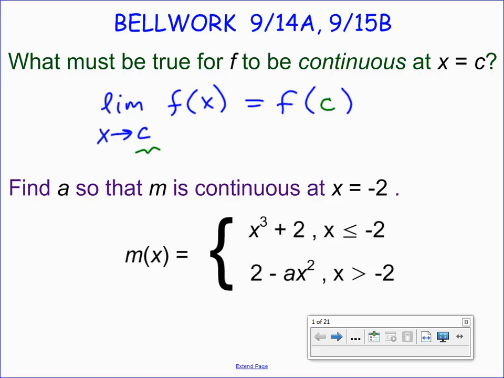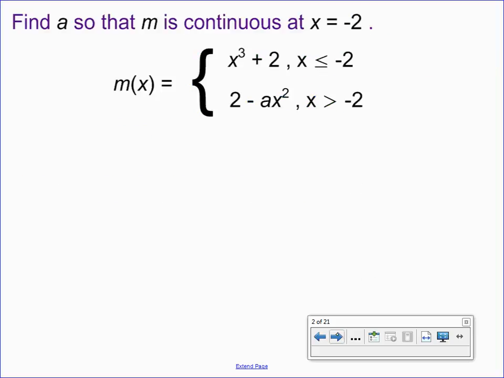Thanks. All right. Now let's find a so that a function m of x is continuous at x equals negative 2. Well, Hayden told us our requirement. We need the overall limit to exist and be equal to the value of the function. However, we notice we have a piecewise defined function. So depending upon which side of x equals negative 2 we're looking at, the function is going to be given by a different piece. And so let's go ahead and consider my left-hand limit first.